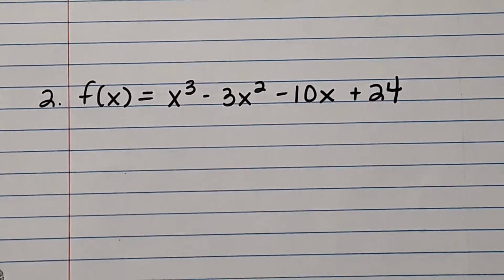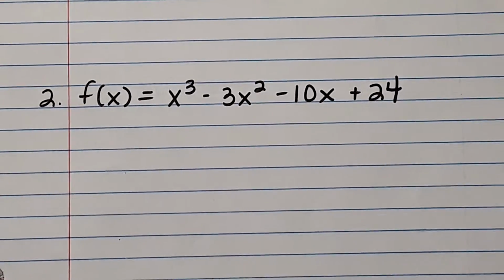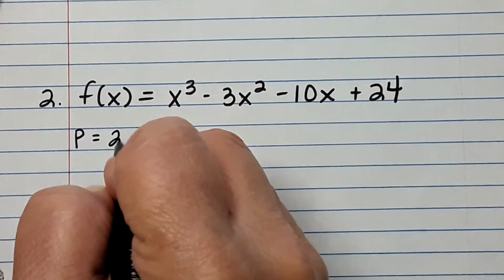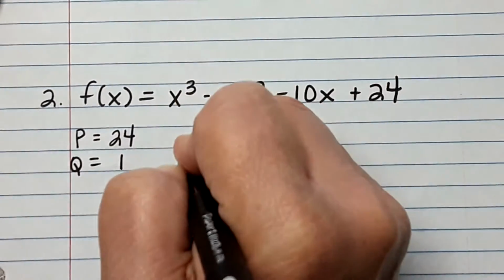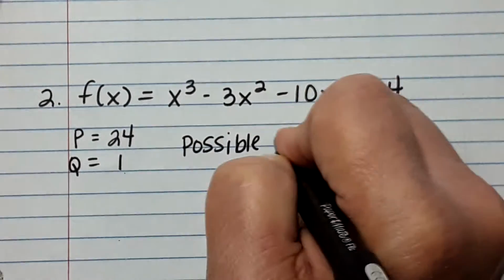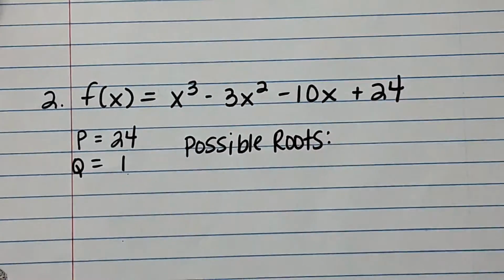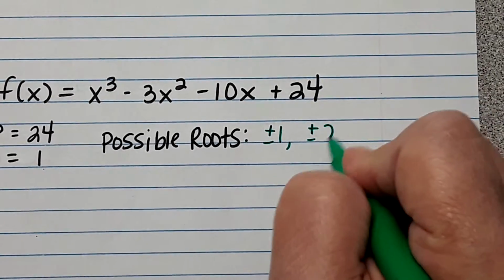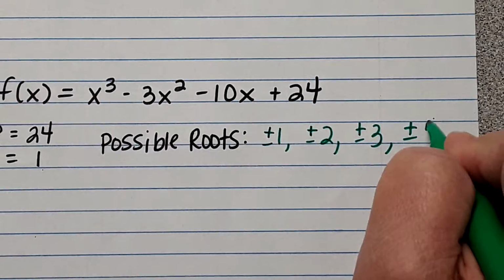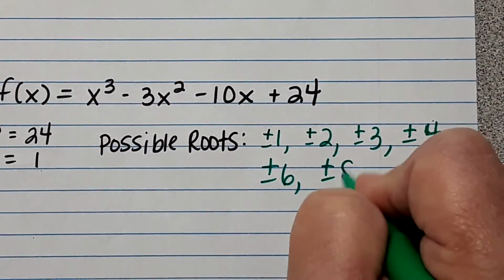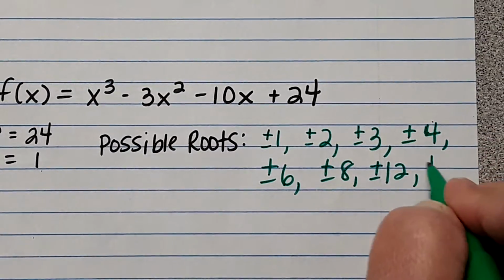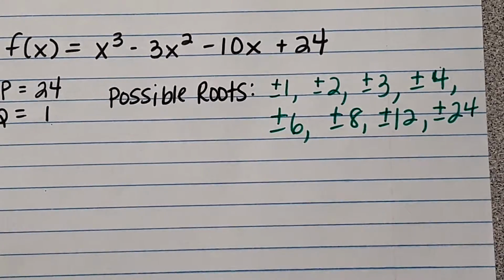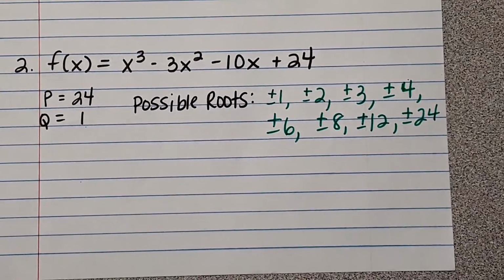So this one said find all the roots. When it says find all the roots, it means you're going to have to do P over Q. So what is P? 24. What is Q? 1. So we're going to write our possible roots. What are the factors of 24? Plus or minus 1 through 24. So what we have to do now is test them, right? We have to see which one works.